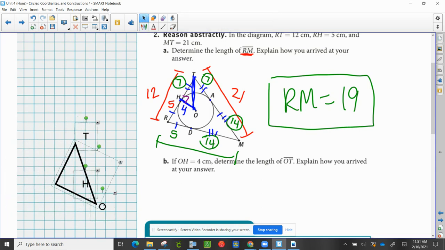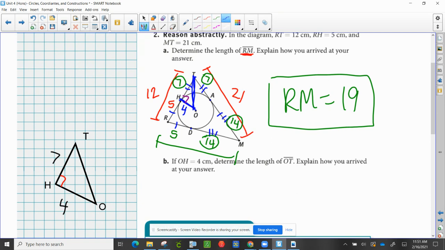So let me pull this out so we can actually see this a little better. Okay, so here's that same triangle. I'm just doing it on the side here because it's going to get a little messy with all this writing. So they said that OH was 4. Now from our picture, we learned that HT was 7. So how do we find OT?